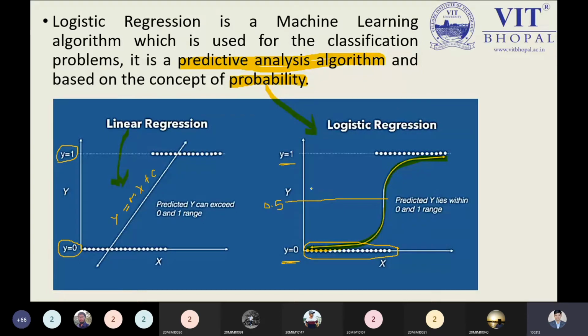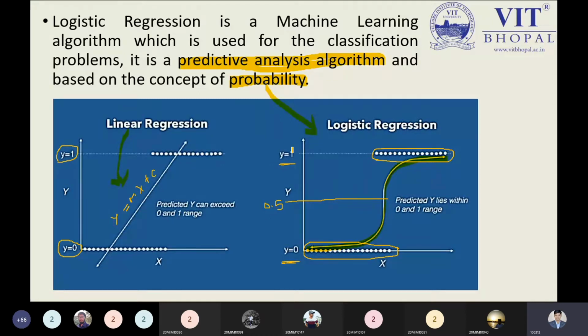If you are getting the value of y as 0.5 or more than 0.5, then the values are depicted by this point. So the prediction will lie between 0 and 1 only. In this case, there is a very important point you are required to understand, by which we can easily say we are getting the thing properly. You can easily check over here: either you will get 1 or 0.